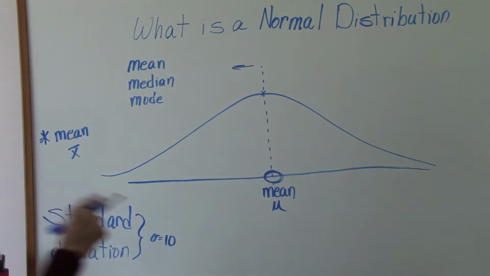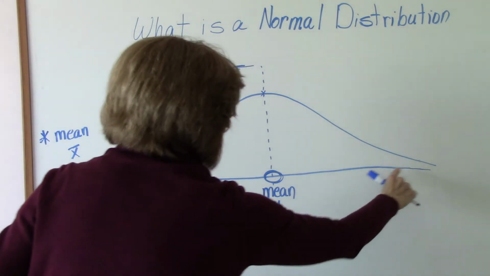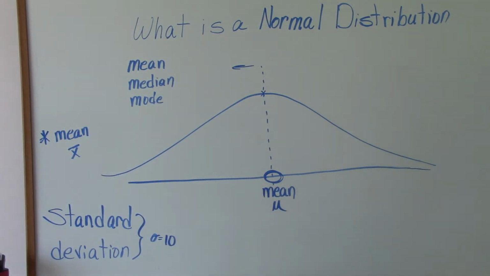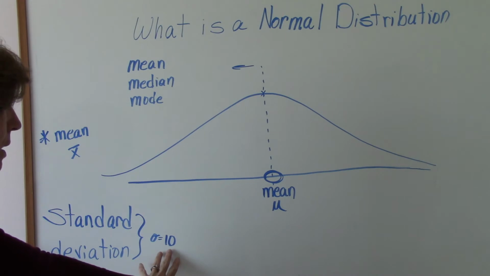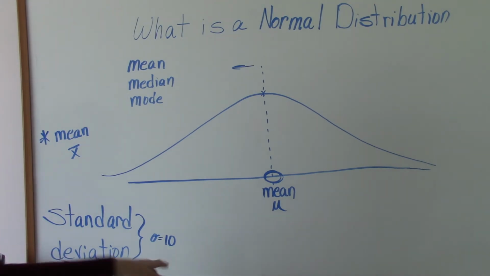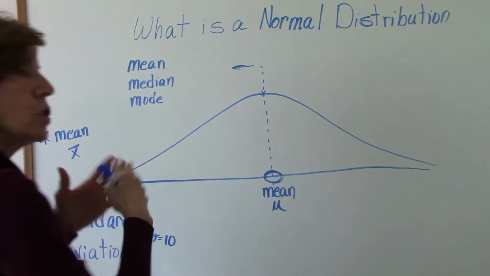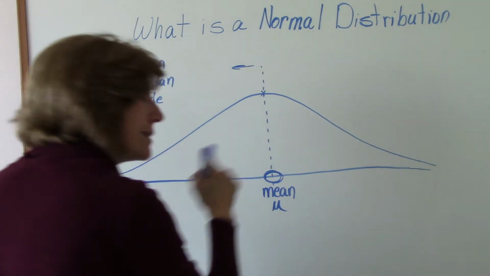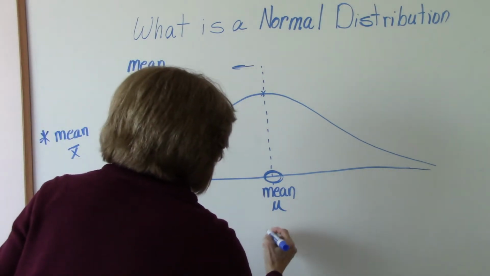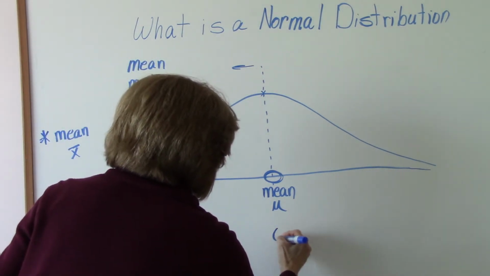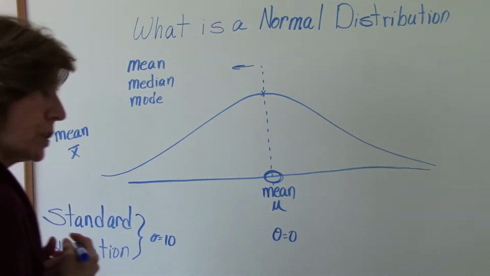What happens along this x-axis of our normal distribution is we are going to move away from the mean in chunks of 10 units. It's sort of like a sequence. In the middle here is where our mean is. This is where the standard deviation is equal to 0.